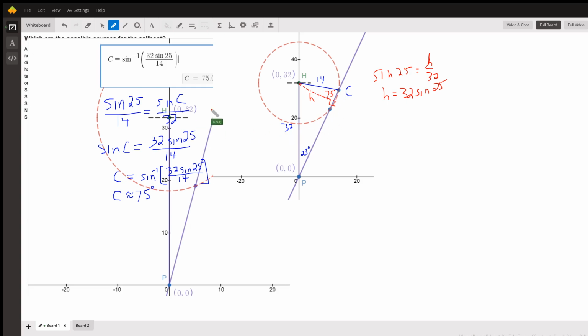So the way it is right now, using the law of sines in this blue triangle, the sine of 25, that's this angle, is to its opposite side, 14, as the sine of C is to its opposite side, which is 32. And to solve for angle C, you can see the steps right here. I took the inverse sine of 32 sine of 25 divided by 14, which gives me approximately 75 degrees.